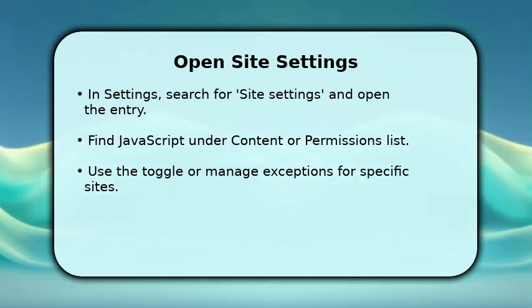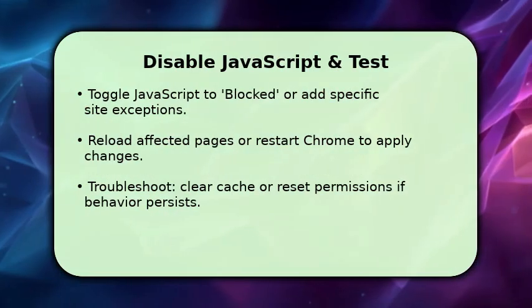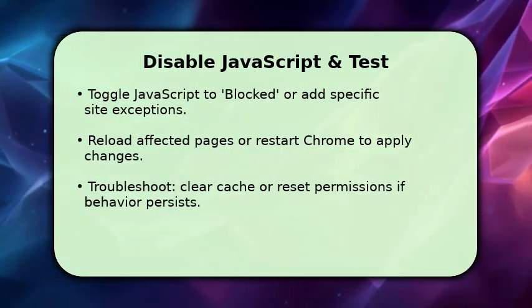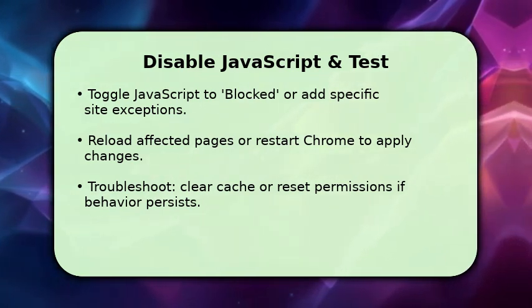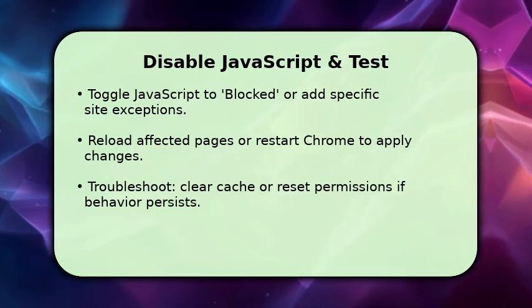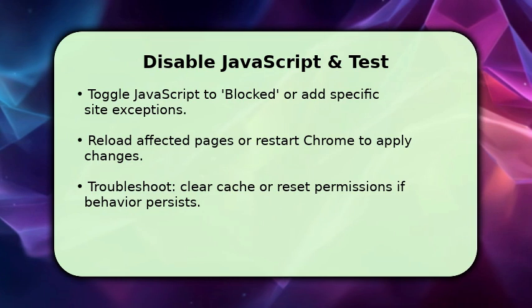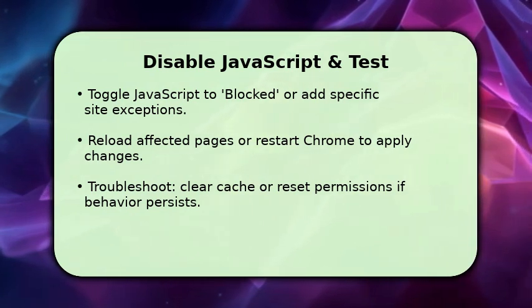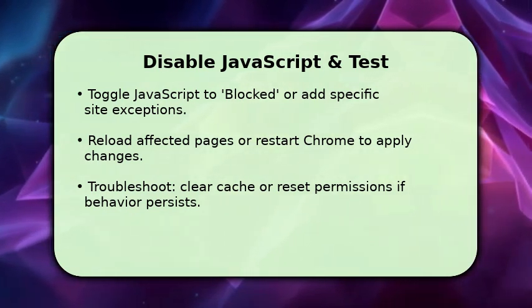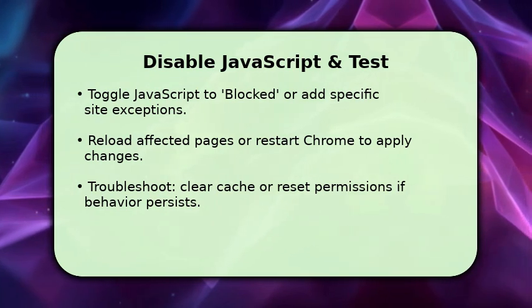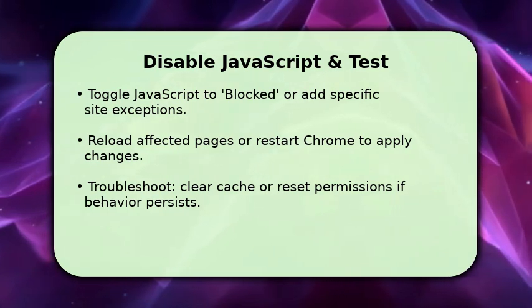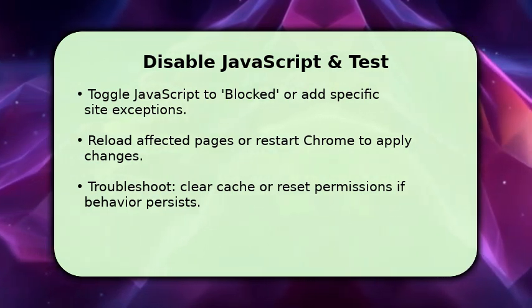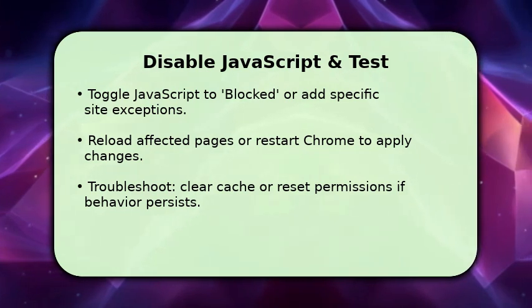You finish by toggling JavaScript off or adding site exceptions and then testing pages. After blocking, reload sites to confirm scripts stop running. Some pages require a full restart of Chrome. If a site breaks and you need it back, return to exceptions and add that domain as allowed. If changes don't take effect, clear cache and site data, then retry, because stale resources can mask permission updates. If problems continue, reset site settings as a last resort.